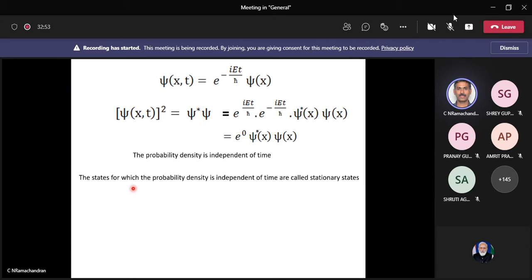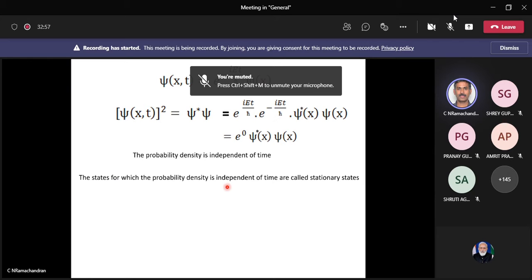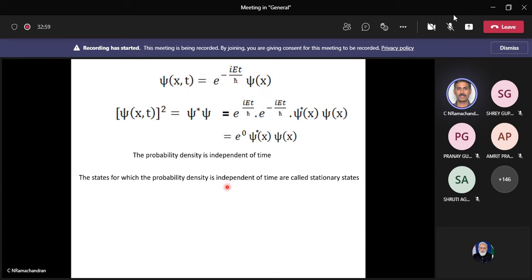This is very important. That is why when we consider a p orbital or an s orbital or d orbital and all, they are stationary states because the probability density is independent of time. Otherwise, it will be a big problem. You cannot say that in a p orbital, one part an electron is there, now it is there, and after 1 second there is no electron. We are not talking like that.